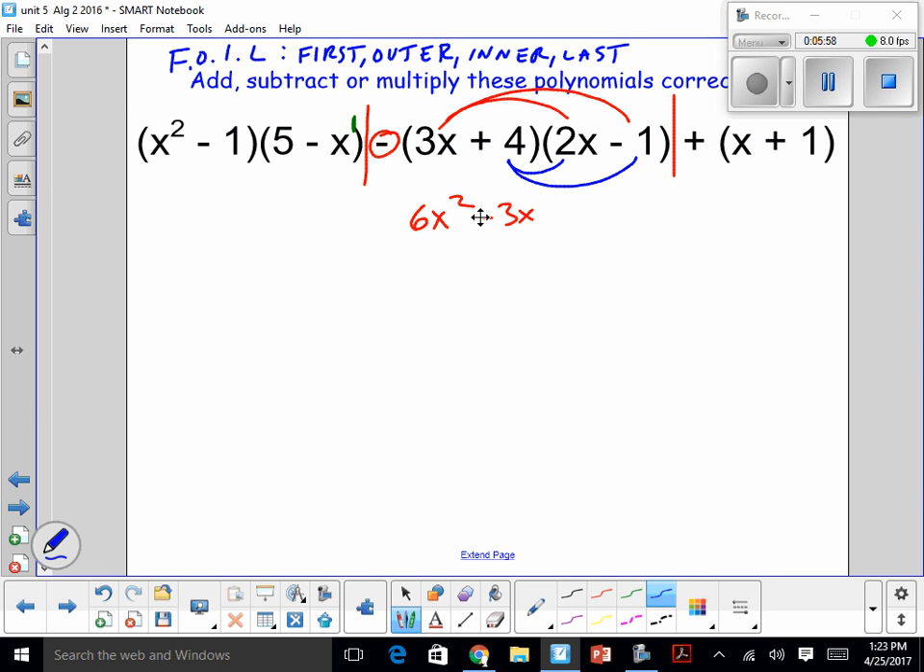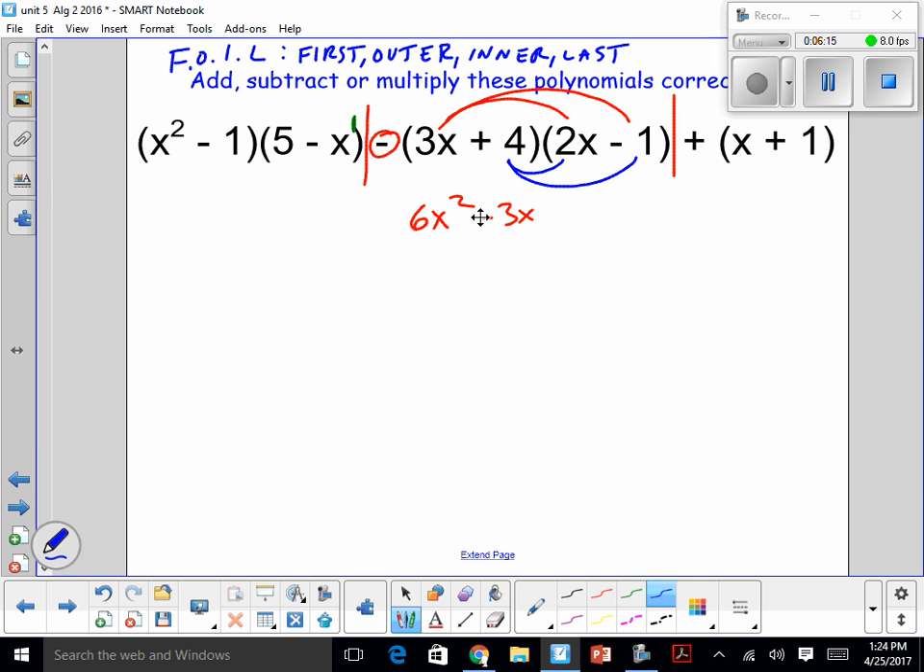So here it comes. First means I'm going to multiply the first guys in the parentheses. 3x, he comes first. 2x, he comes first. Multiply those first. I'm going to do second, the outer, that 3x, and the one that's kind of on the outside, if you look at it that way, they're the outer.